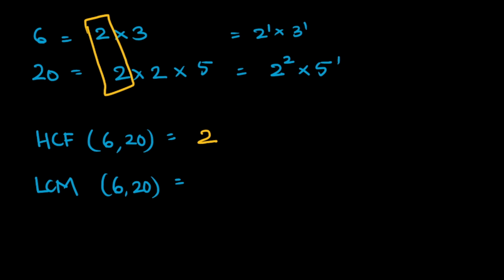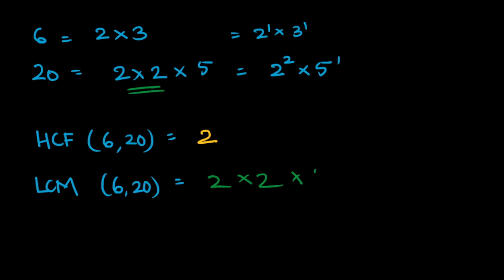I hope it's clear. What about LCM? For LCM, you have to take all the numbers, and whatever is common, you take the highest number. So here you can see you have the common number as 2, so I've written 2 here. Then 2 is there more in this 20, that is 2 into 2. Again, 2 is here. See, there are two 2's here, right?